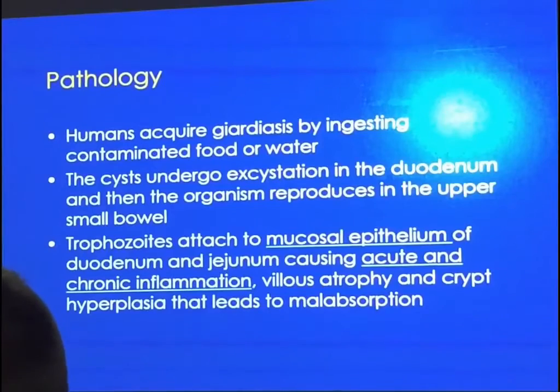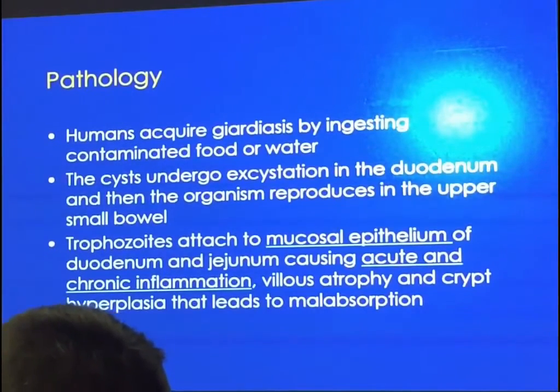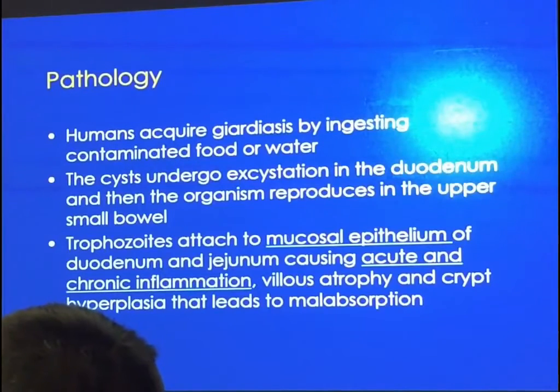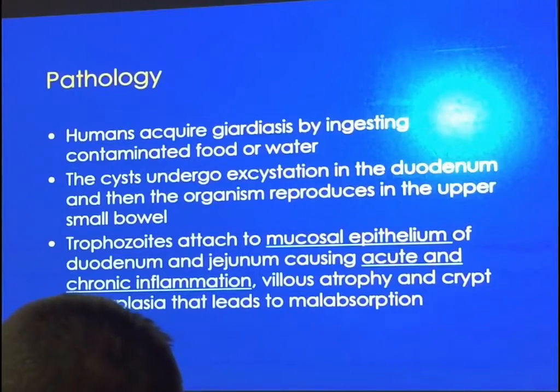Now, the pathology. Humans acquire the infection by ingesting contaminated food or water. The cyst undergoes excystation in the duodenum, and then the organisms reproduce in the upper small bowel. Once they reproduce in the upper small bowel, they attach to the mucosa where they're located, so we're going to see it in the jejunum. And this really triggers an acute and then ultimately chronic inflammatory process of the small bowel.